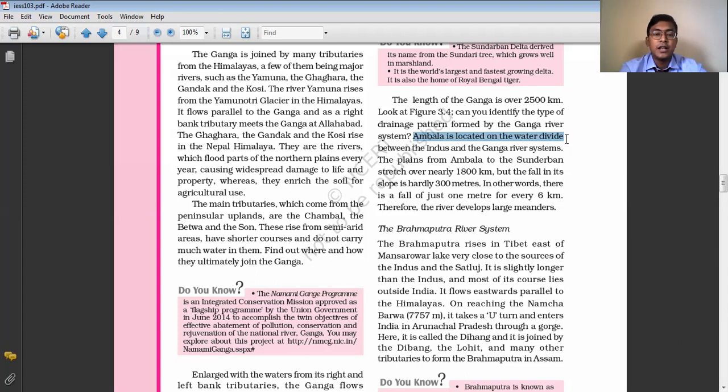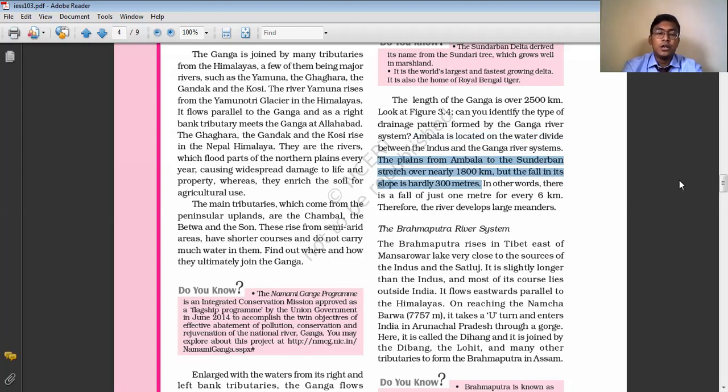On the northwestern side of Ambala, the Indus river system can be found, and in the southern part, the Ganga river system is there. The plains from Ambala to Sundarban stretch over nearly 1800 kilometers, but the fall in its slope is hardly 300 meters. So from Ambala till Sundarban, the entire plain area formed by the river Ganga is almost 1800 kilometers in length.